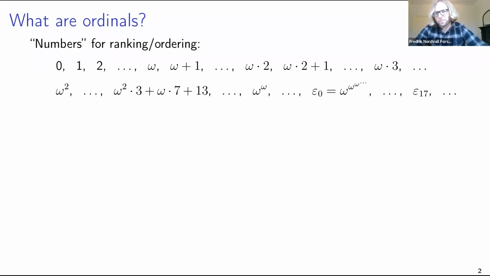And then omega times 3, and we can take the limit of this and we get omega times omega, and then we could always keep going, right? And we can reach omega to the power of omega, and then we can iterate this process. We get epsilon 0, which is the limit of omega to the power of omega to the power of omega, etc. And then we keep going and reach epsilon 17 and lots of these things, right? So we have this intuition of what an ordinal is, but it's a bit vague. So you could ask for a formal definition.